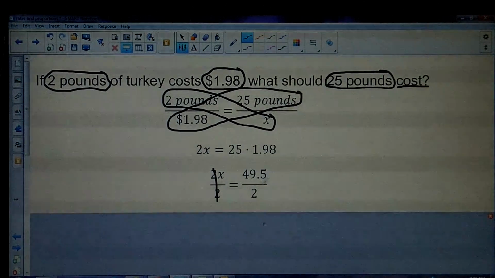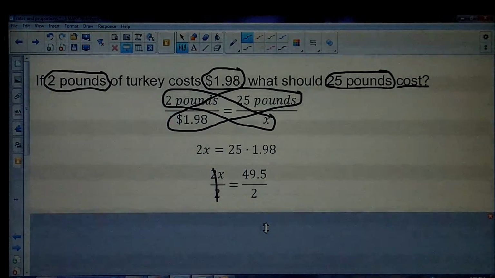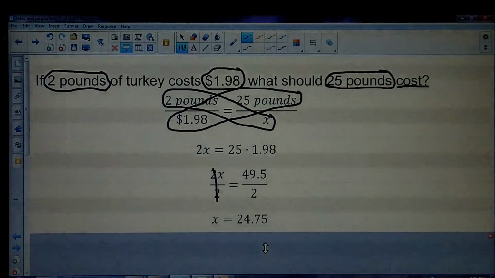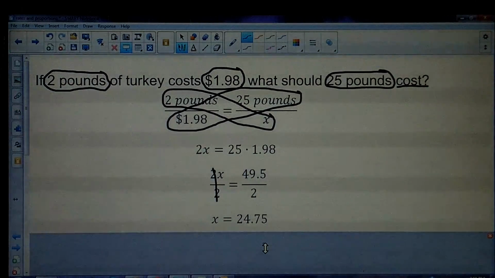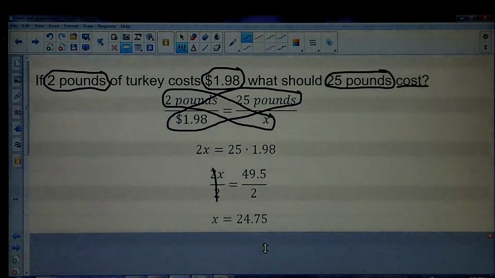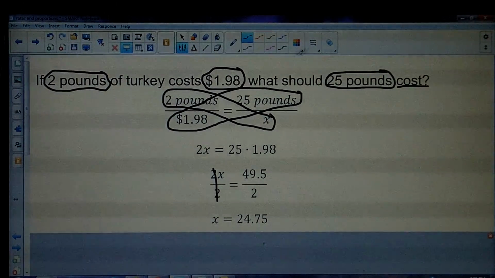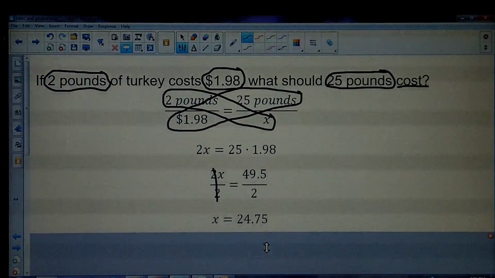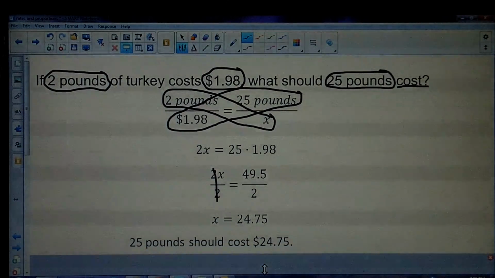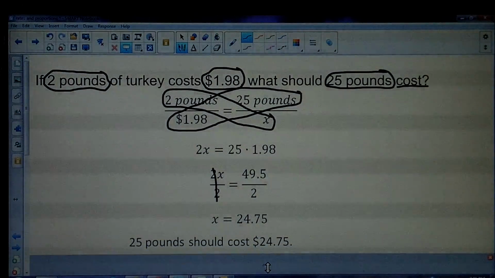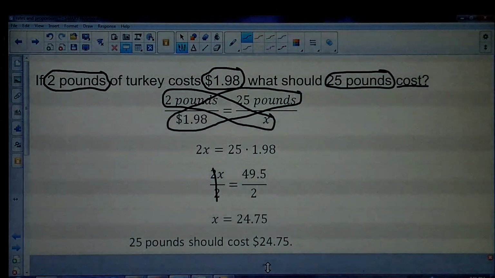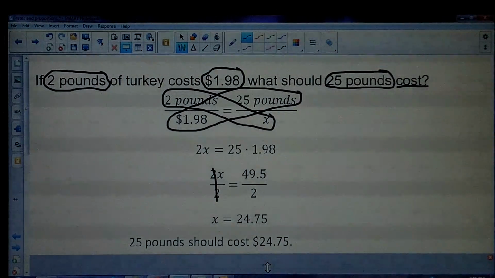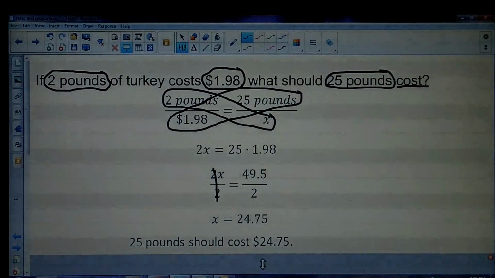And 49.5 divided by 2, stick that in your calculator, and you get x equals 24.75. But remember, I have to answer my question. It wants to know what should 25 pounds cost. So I need to turn this number into a cost. 25 pounds should cost $24.75. Please be sure to write all that down. If you need to, pause the video.